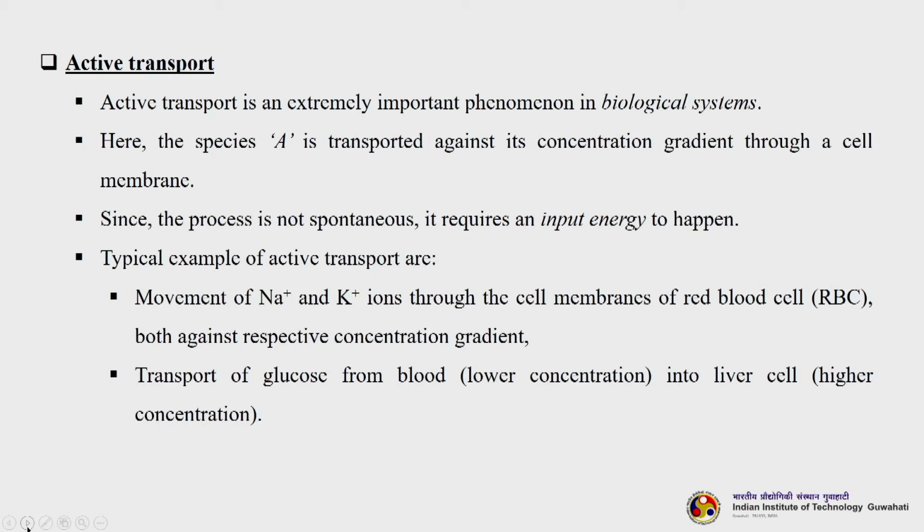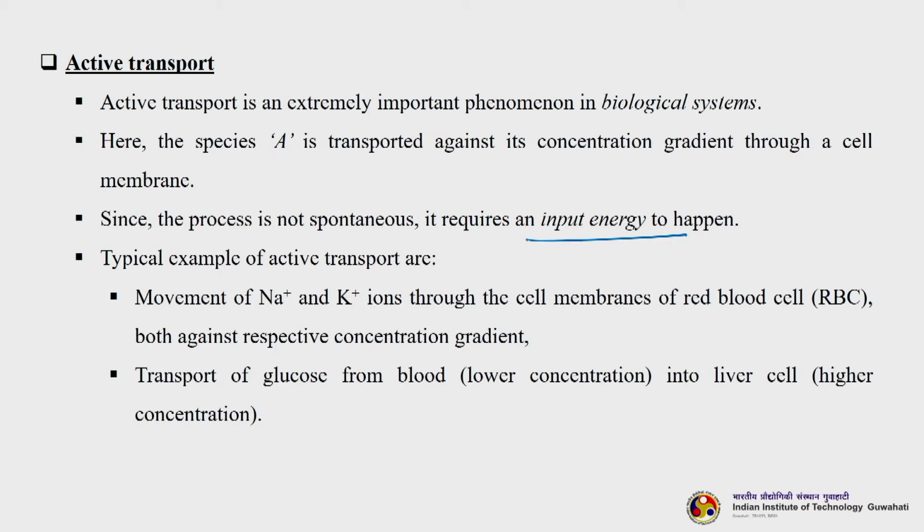So, active transport is an extremely important phenomenon in these biological systems. Here the species A is transported against its concentration gradient through a cell membrane. We are talking about the biological systems here, for example. Since the process is not spontaneous, it requires an input of energy to happen. This is what exactly I just told you. So, there are two classic examples. One is the movement of sodium and potassium ions through the cell membrane of the red blood cell, the RBC, both against the concentration gradient.